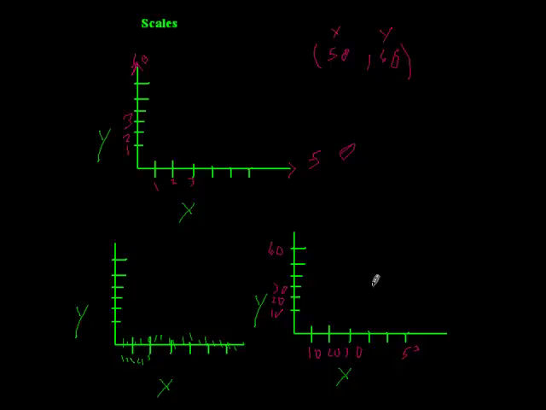So now we're able to plot our graph pretty easily. So we have 50 going up this way, 60 going up this way. Now we have our point plotted on the graph. 50. By changing the scale, we can save space and save time.